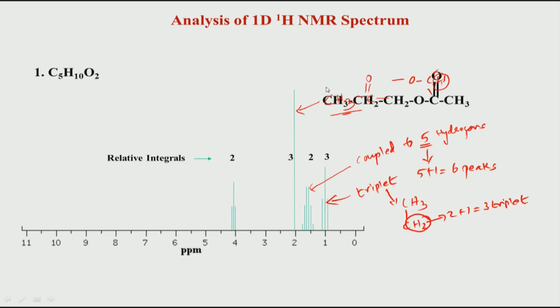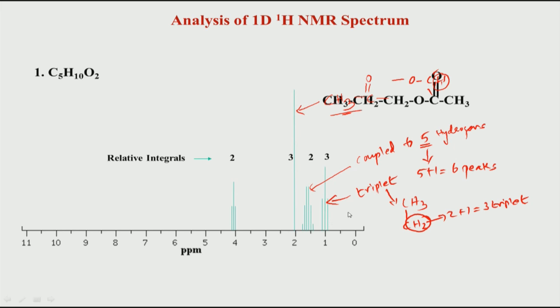Then finally, what we are left with is this methyl peak, which is the triplet showing here. This is coupled to a CH2, that is 2 protons, and that is what we saw: there is a CH3 which is coupled to 2 protons, and therefore it is showing a triplet.